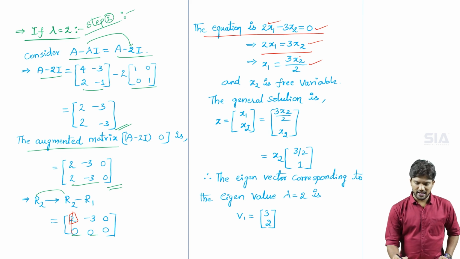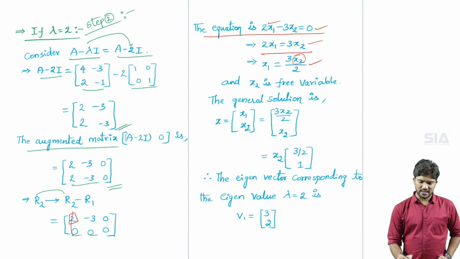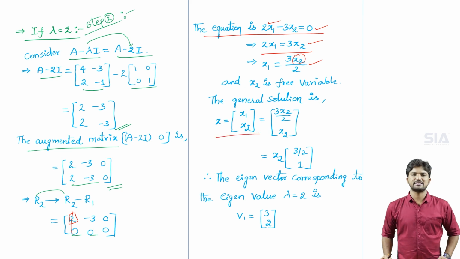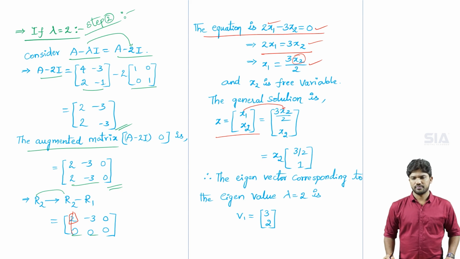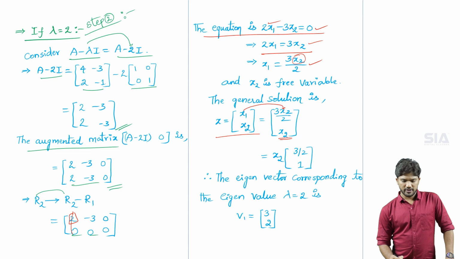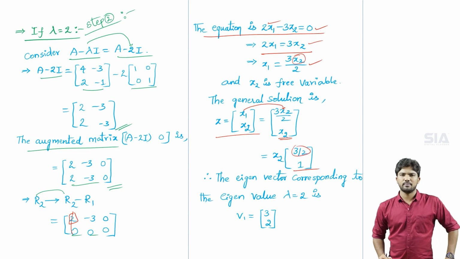So here clearly this x2 is a free variable. Then the general solution is given by x = (x1, x2), in place of x1 substitute that value 3x2 by 2, and x2 in place of x2, x2 it is. So therefore take x2 common, then you will get (3/2, 1). Here 3/2 is one real number, so we can convert that value into an integer.